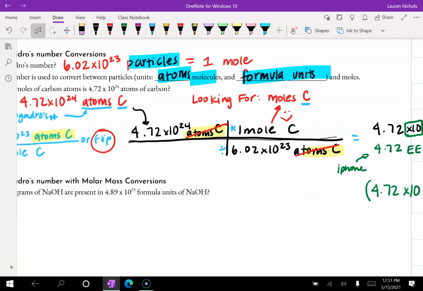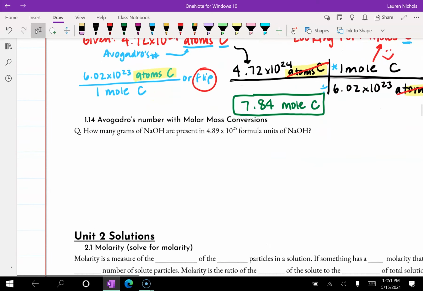When you do that, you should get 7.84 moles of carbon as your final answer. If you get something that says like times 10 to the 48 or 50 something, you've put it in your calculator incorrectly.